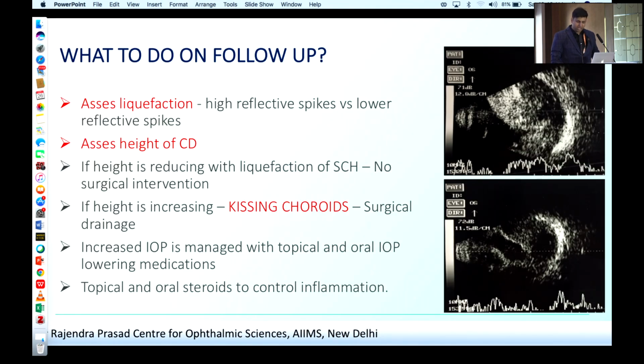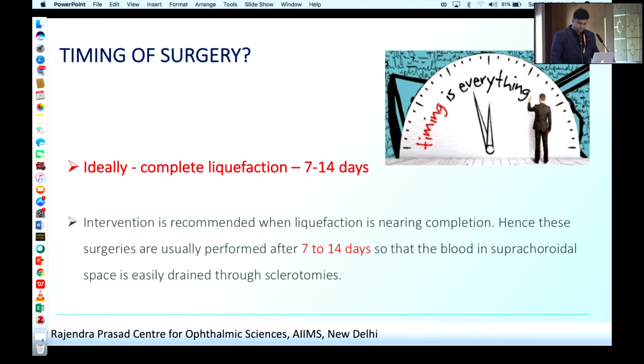On follow-up, we have to assess the state of liquefaction and the height of the CD. If the height is reducing and the liquefaction is increasing, you can probably simply observe such patients. But if the height is increasing, or if there is appositional choroidal detachment, aka kissing choroidals, then you have to surgically drain it. Of course, IOP and inflammation have to be managed medically.